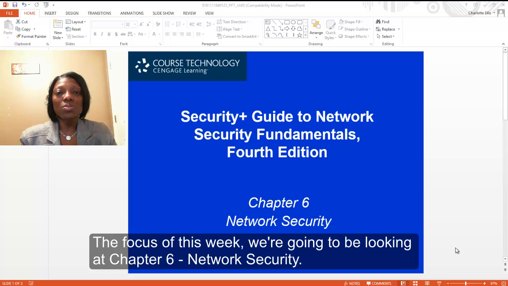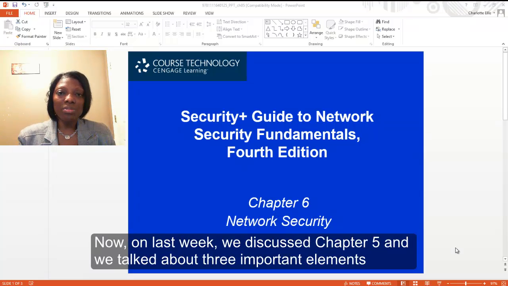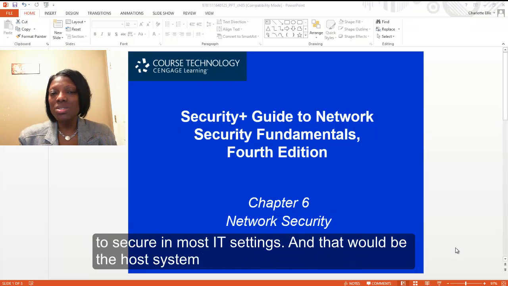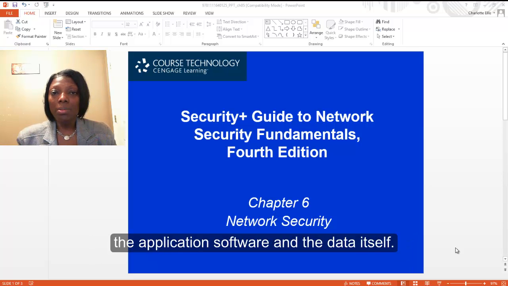The focus this week, we're going to be looking at Chapter 6, Network Security. Now, last week we discussed Chapter 5 and we talked about 3 important elements to secure in most IT settings, and that would be the host system, the application software, and the data itself.